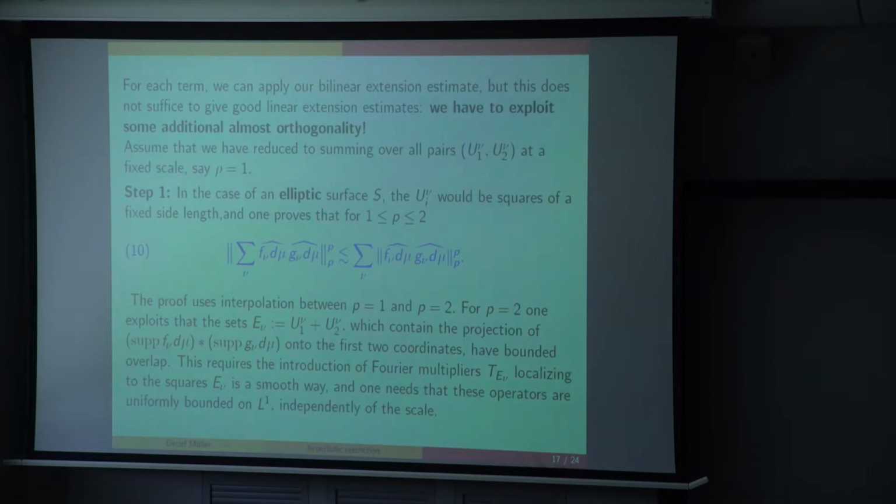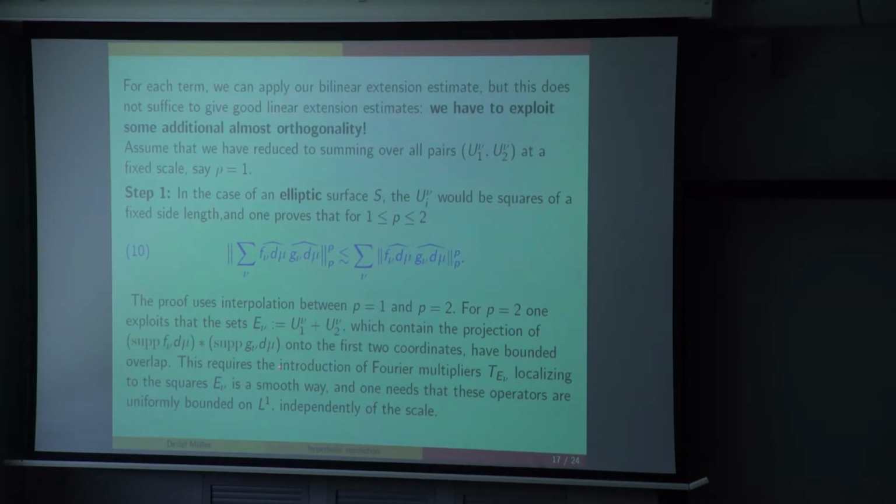And so in the classical case, in the elliptic case, the first step is that you want to prove, so this is the bilinear extension of f tensor g. You want to estimate this p norm to the power p by the sum of the p norms to the power p. So there's also some kind of decoupling or whatever, how one would call it, right? And this is done, of course, by interpolation.